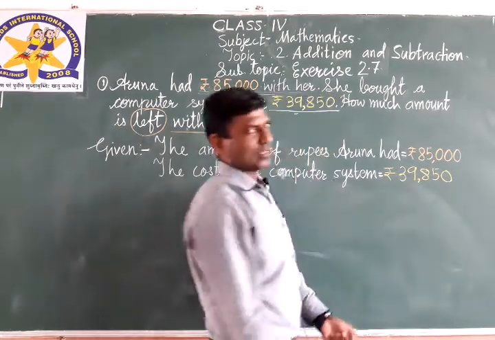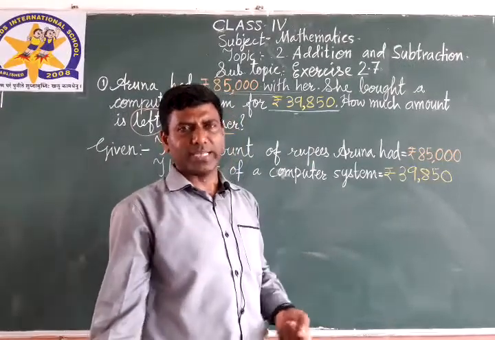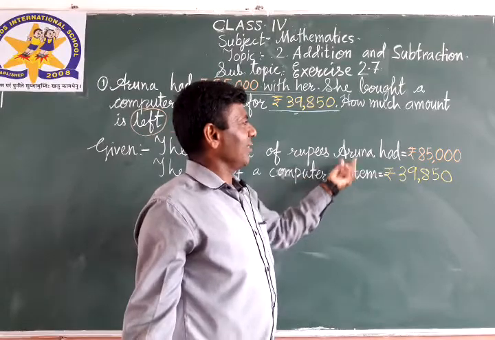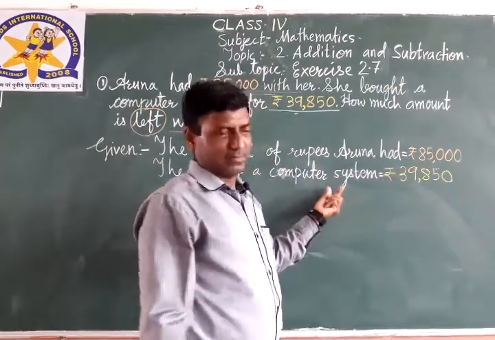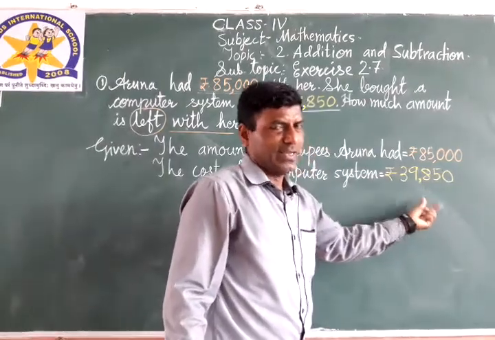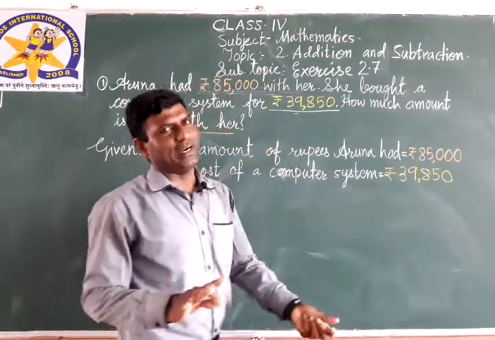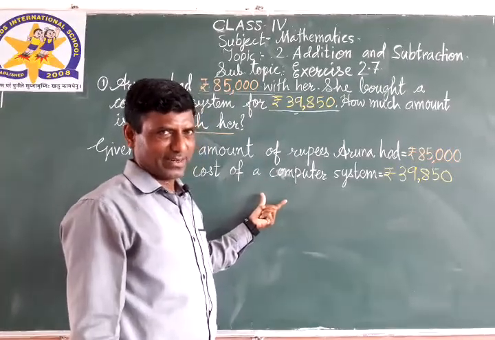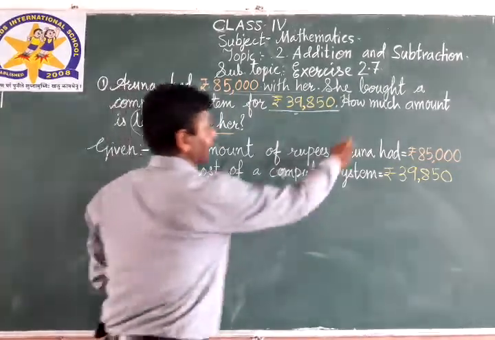39,850. Up to third standard, what were you doing? Second, third. You are right. How were you writing? Around 100 rupees, this one. Then computer system cost. Then you were doing subtraction here. But you are in fourth standard now. You have to solve in this manner. Okay. Now what to find?